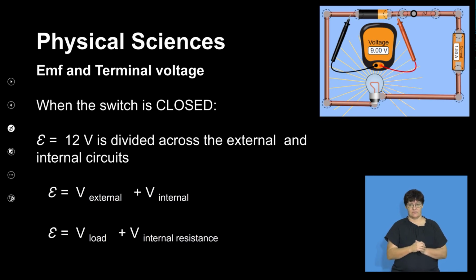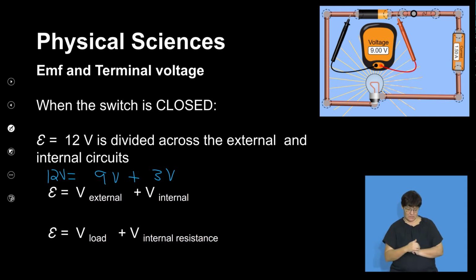Okay, and then when the switch was closed, we also identified that the 12 volts, which is the maximum, is divided between the external voltage and the internal voltage, which is why we are saying that 12 is equal to 9 plus 3. Okay, this is in terms of voltage, right?